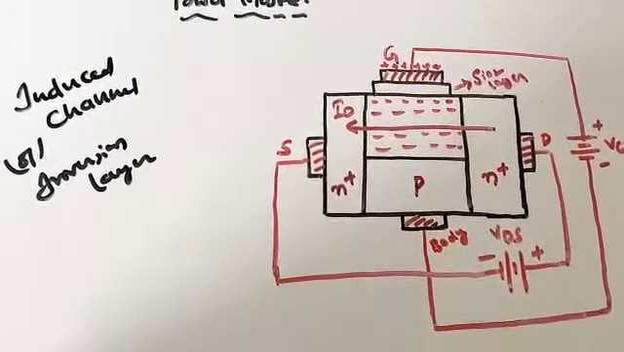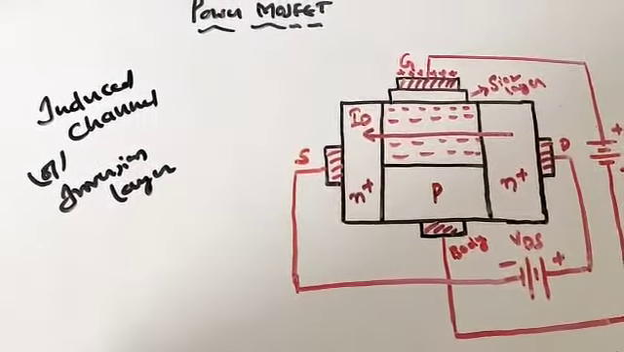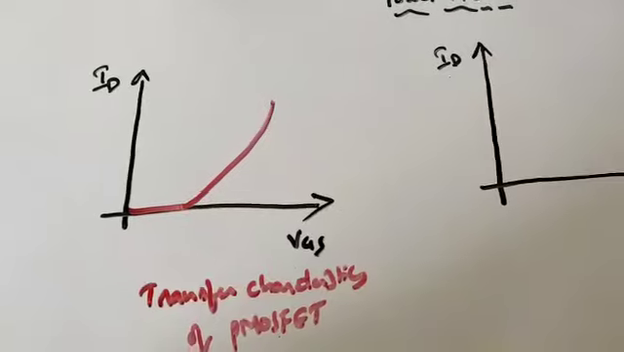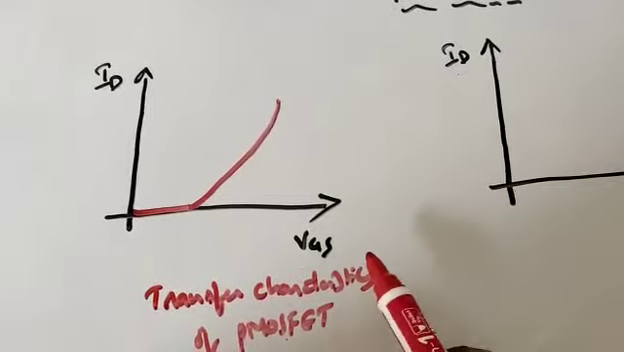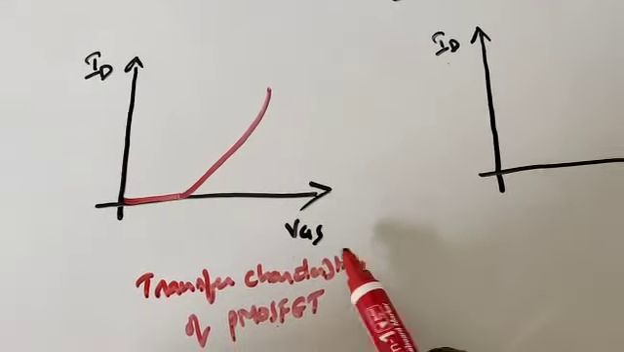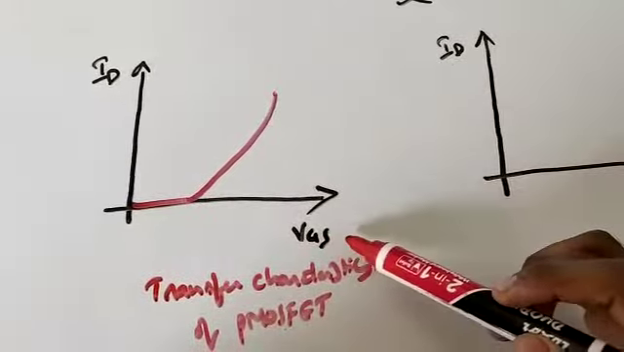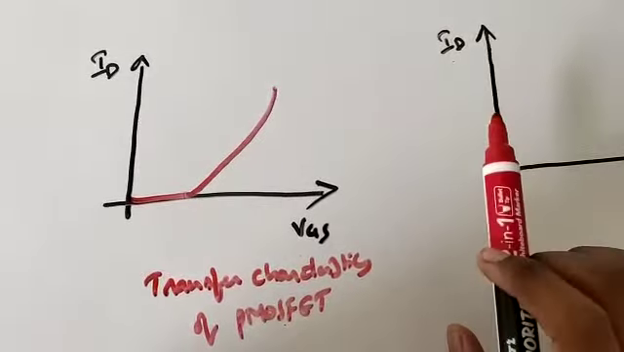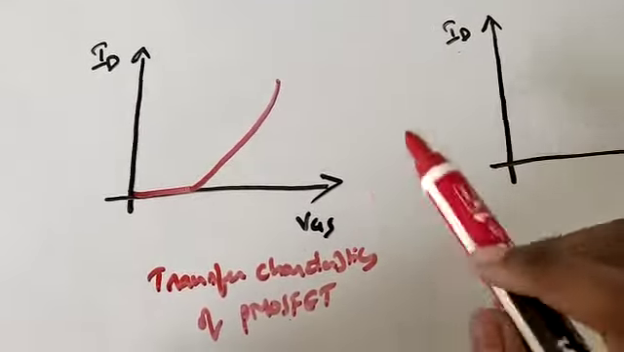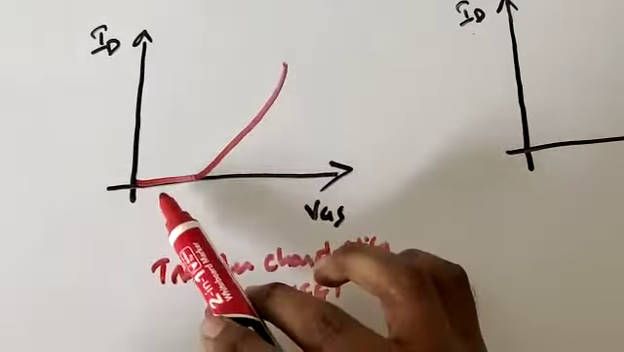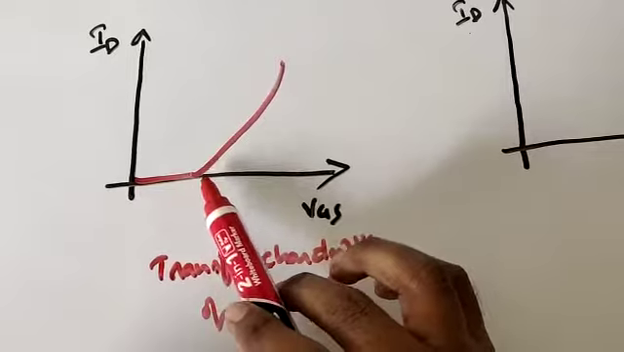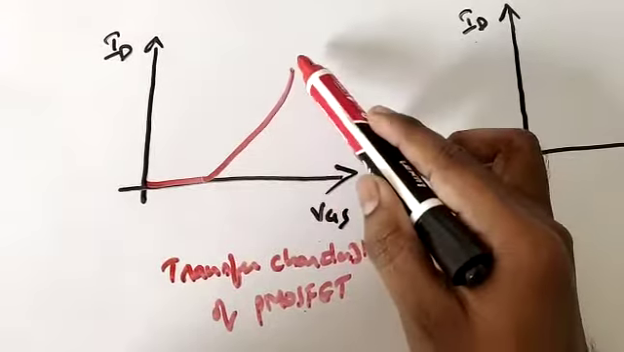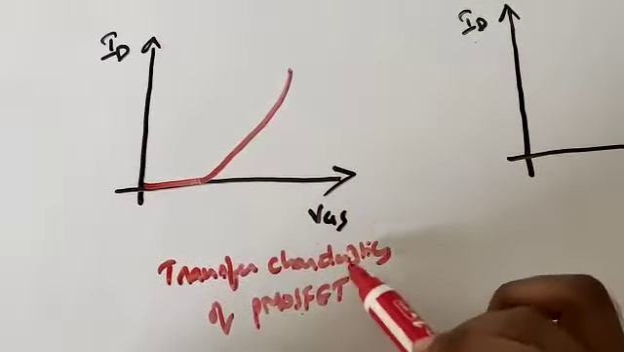So let me go for drawing the transfer characteristics and output characteristics of power MOSFET, right? So coming to the transfer characteristics, they are going to be drawn with VGS on the x-axis and ID on the y-axis by keeping VDS constant. So initially the current will be equal to 0. And after increasing VGS, what is going to happen? The ID current is going to be increasing like this. So these are the transfer characteristics of the power MOSFET.